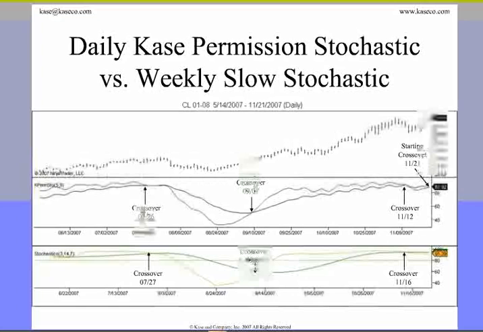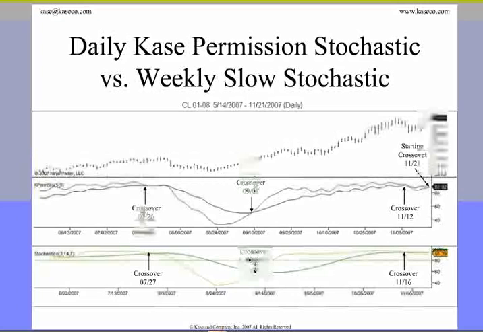Okay, so here is an example of the Kase permission stochastic versus a weekly slow stochastic. The Kase permission stochastic is on the daily chart. It uses a time frame that's synthetically 5 times higher. So if we're looking at a daily, it's building a weekly chart synthetically. We can see that the Kase permission stochastic is on top. We have what's called the permission K, which is the purple line, and the permission D, which is the black line. And then on the bottom we have the slow stochastic with the percent K as the green line and the percent D as the yellow line.